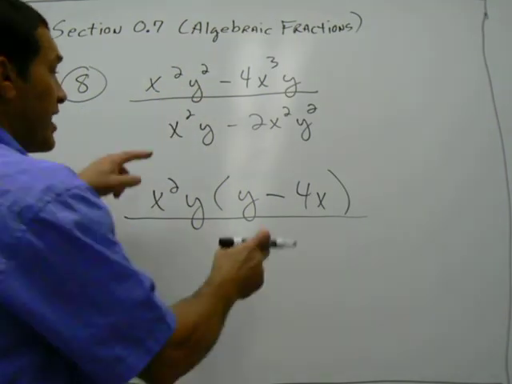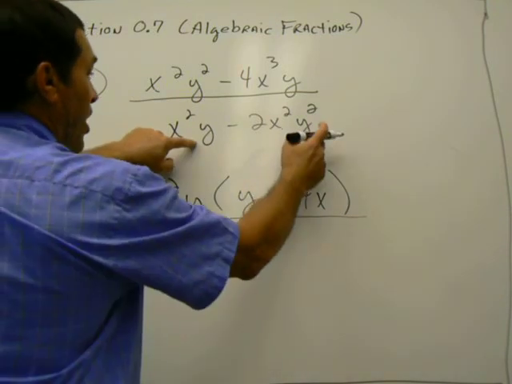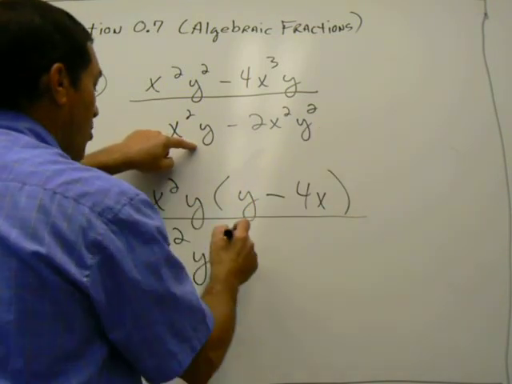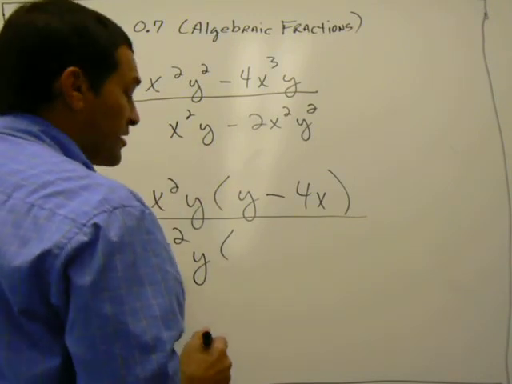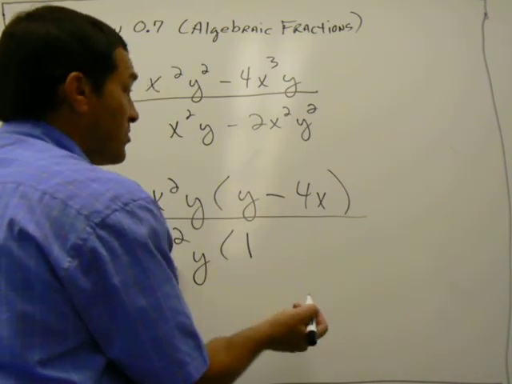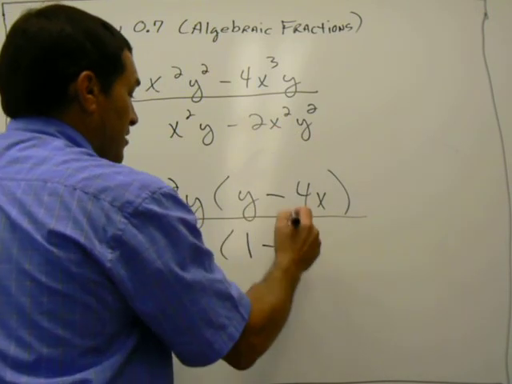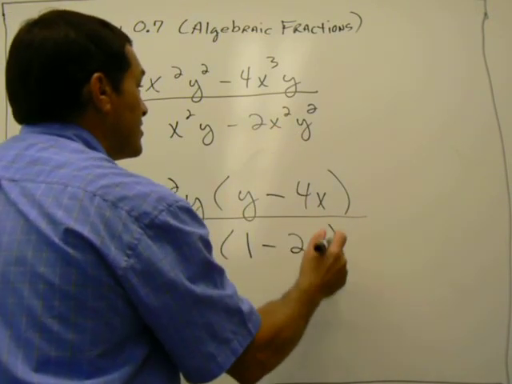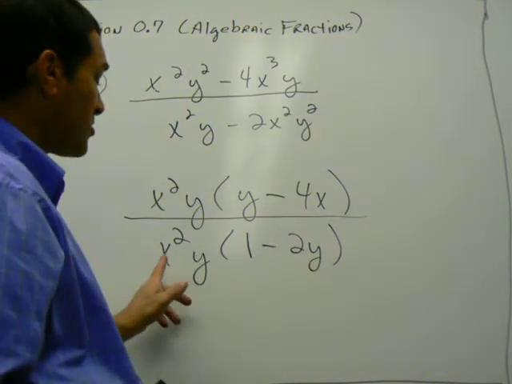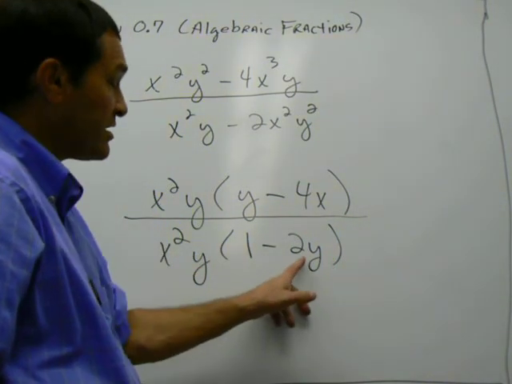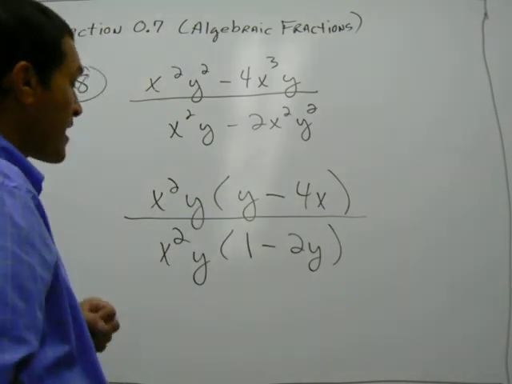In the denominator, I have an x squared in each term. I have a y and a y squared here, so I can factor a y out of each term. If I have x squared y divided by x squared y, that leaves me with 1. X squared divided by x squared cancels out. I'll be left with 2y. Y squared divided by y is y. Again, if I multiply x squared y times negative 2y, I get negative 2x squared y.